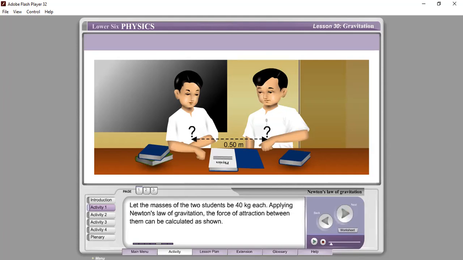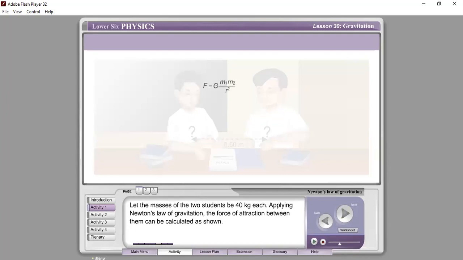Let the masses of the two students be 40 kilograms each. Applying Newton's law of gravitation, the force of attraction between them can be calculated as shown. Force of attraction F equals G times m1 m2 over R square, when m1 equals m2, which equals 40 kilograms, and R equals 0.50 meter. F equals 6.67 times 10 to the power negative 11 times 40 times 40 over 0.50 square. Thus, the force of attraction between the two students equals 4.27 times 10 to the power negative 7 Newton.